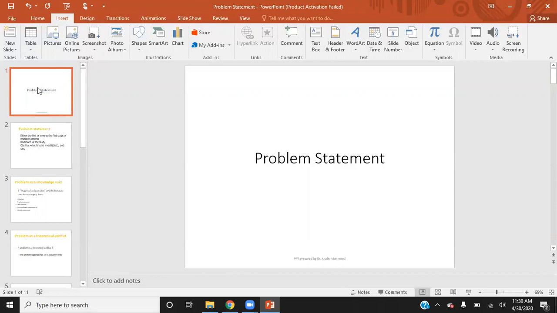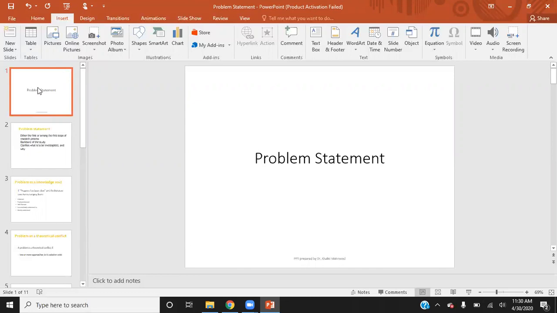In the problem statement, we explain what is the main topic that we are going to discuss, what is the main problem that we are going to solve, what is the current condition of that, and what needs to be done. And then we talk about significance: once the problem is solved, who is going to benefit from it, what is the scope, and what is it going to do. So in the problem statement, we basically elaborate the research question that we are going to develop or that we have developed.